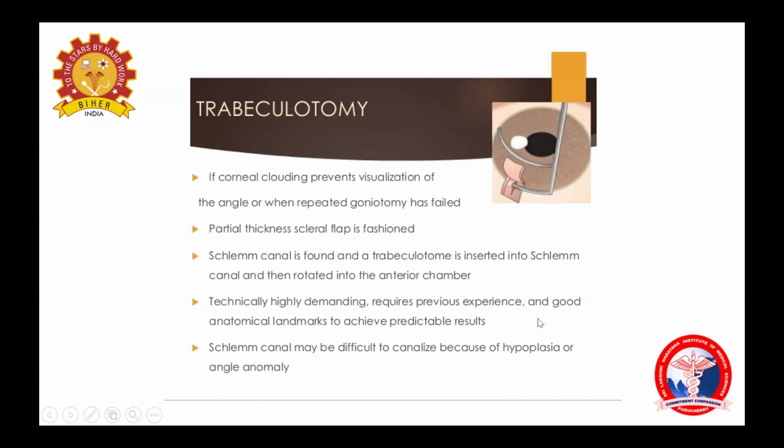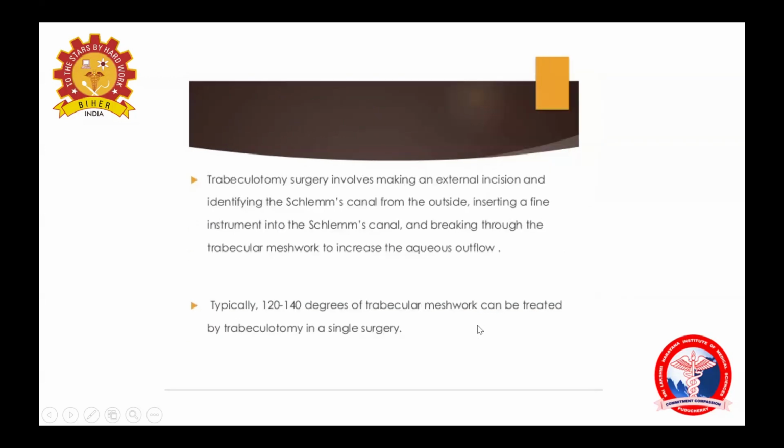Technically, it's highly demanding, and it requires prior experience and good anatomical landmarks to achieve predictable results. The Schlemm's canal may be difficult to canalize because of hyperplasia or angle anomalies. A trabeculotomy surgery involves making an external incision and identifying the Schlemm's canal from the outside, and inserting a fine instrument into the Schlemm's canal and breaking through the trabecular meshwork to increase the aqueous outflow. Typically, about 120 to 140 degrees of the trabecular meshwork can be treated by a trabeculotomy in a single sitting.